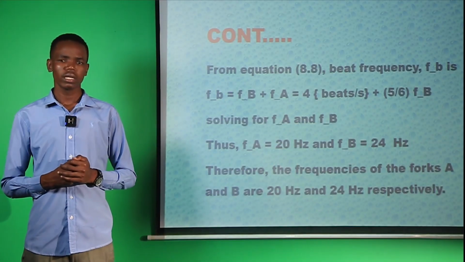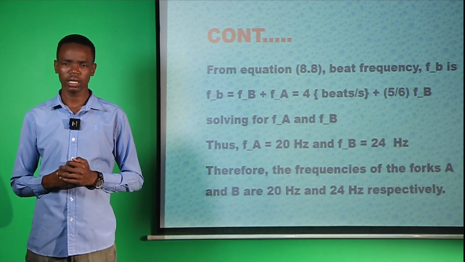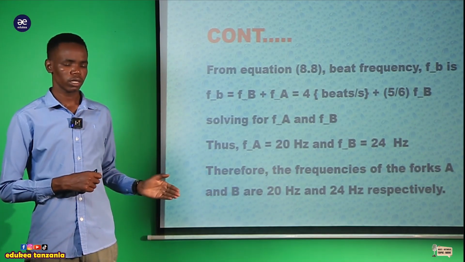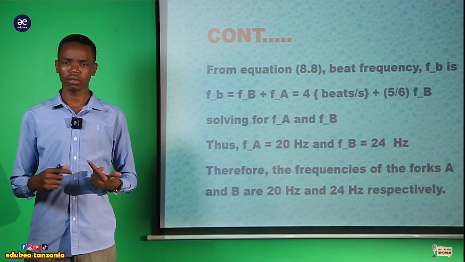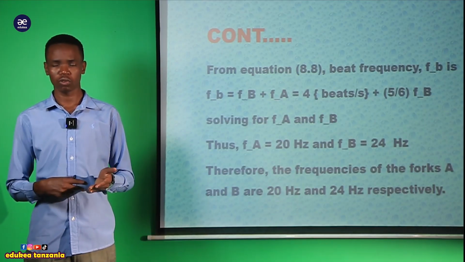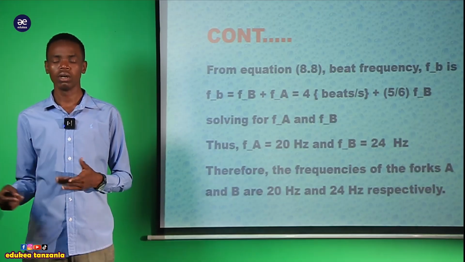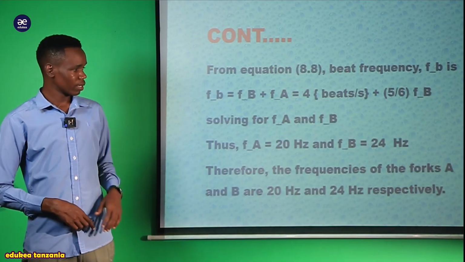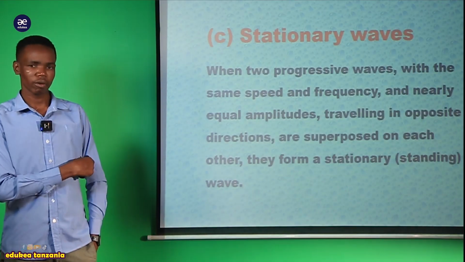So, my dear student, let us proceed with our discussion here. We ended by concluding the frequency along fog A and also along fog B, which are respectively 20 Hz and 24 Hz. Now it is time to look for the stationary waves.